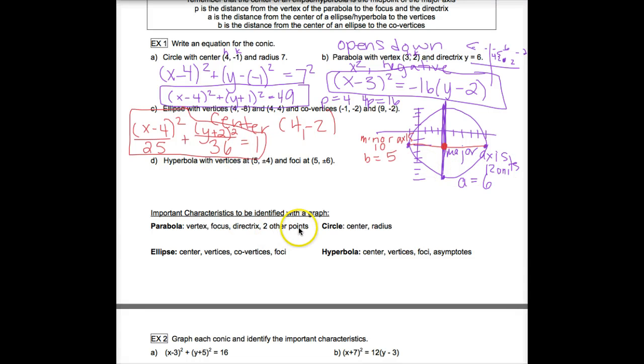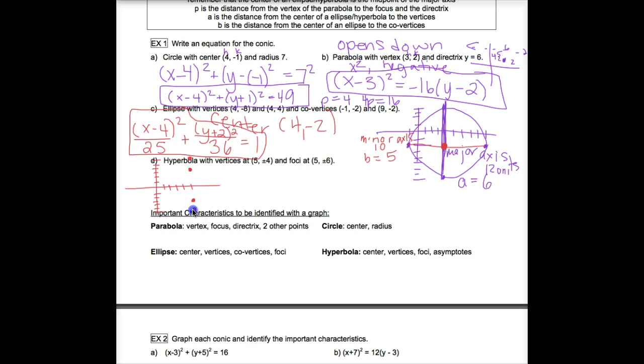D, a hyperbola with vertices at 5 plus or minus 4 and foci at 5 plus or minus 6. So again, probably need to sketch this in order to have an idea of where it's going. Here are my vertices, 5 plus or minus 4. My foci are at 5 plus or minus 6.